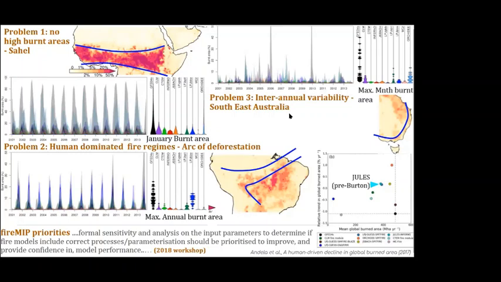And there's a good reason that fire modeling is hard. No one's done anything wrong here. It's just a really difficult thing to try and capture properly. To try and help with this, at the FireMIP workshop in 2018, we set a load of priorities for the community to work on. One of them was trying to develop a formal sensitivity analysis of input parameters, to see if fire models have the correct processes and representations, and maybe to give some confidence in fire model performance as well. And that's what we tried to do here.